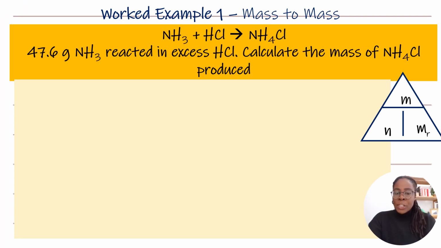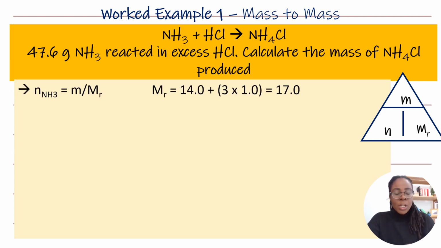So for our first question, dealing exclusively with masses, 47.6 grams of ammonia reacted in excess HCl, calculate the mass of NH4Cl produced. So we'll start by calculating the moles of ammonia, as that's what we have the mass for, and moles equals mass over Mr, and that gives us 2.8 moles of ammonia.